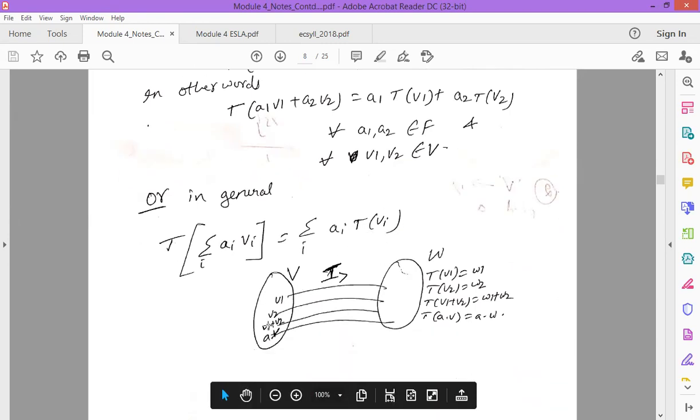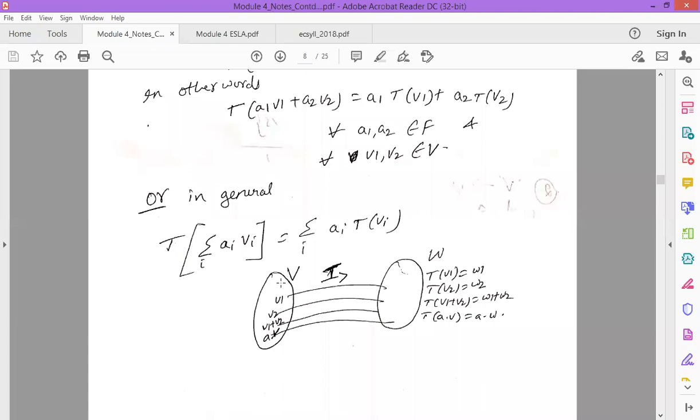So here, in the diagram you are going to see, we have the V space and the W space. In the V space, we will have various elements like V1, V2, V1 plus V2, and A into V, and so on. On these elements, you are going to apply the transformation function. So T is going to be applied.